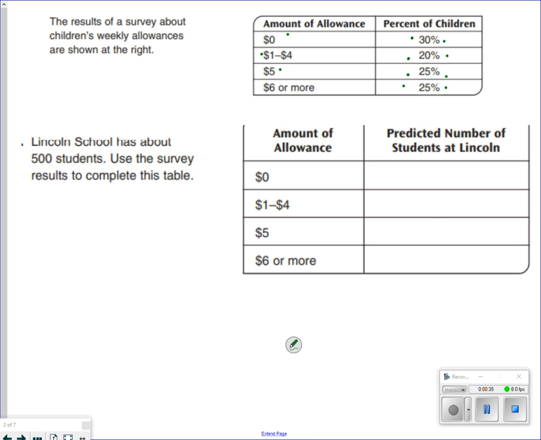My kids make $0 for allowance, so I'm in the 30 percentile. Anyways, we have to change this.